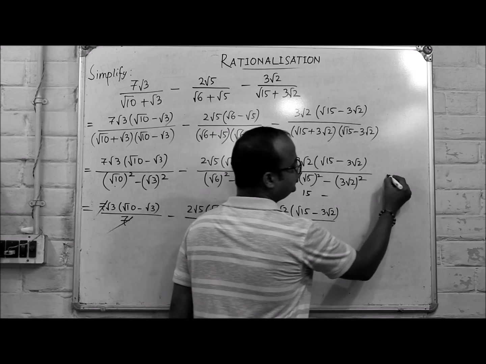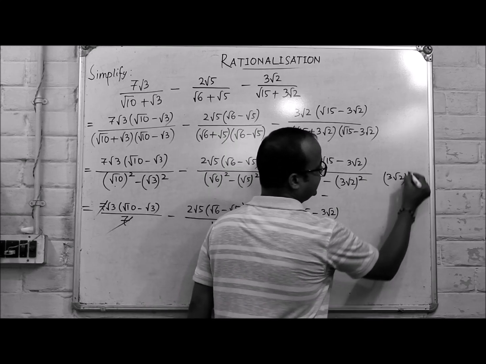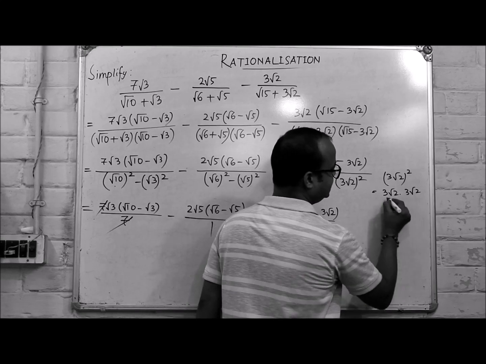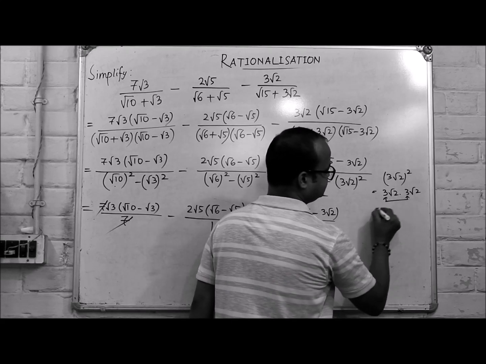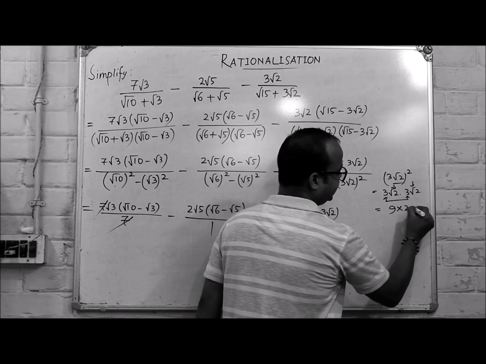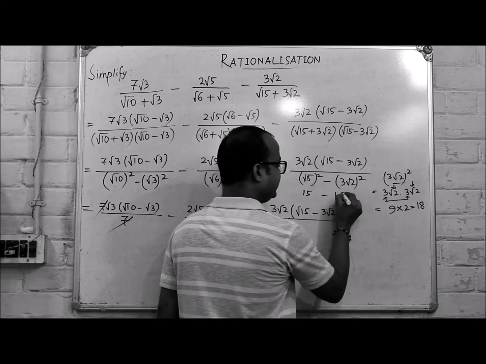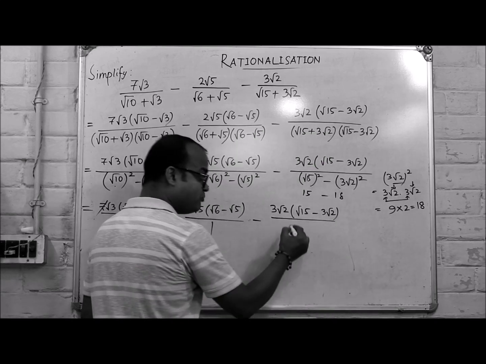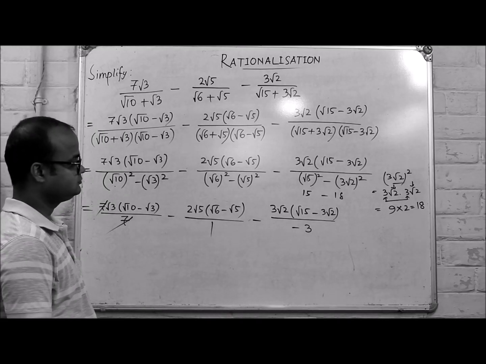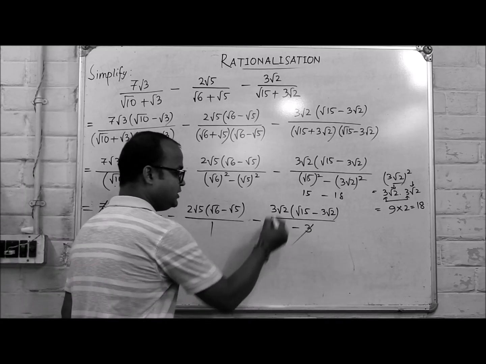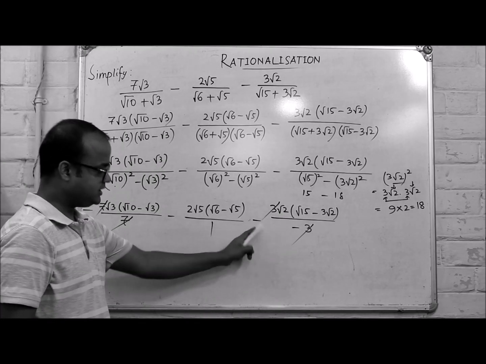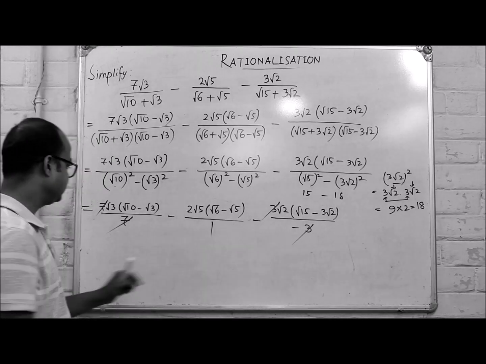and 3 root 2 square. This is equal to 3 root 2 into 3 root 2. 3 threes are 9. Root 2 into root 2 is 2. 9 twos are 18. 15 minus 18 is equal to minus 3. So these 3 and these 3 will cancel. This minus and this minus, later on we write it as plus.